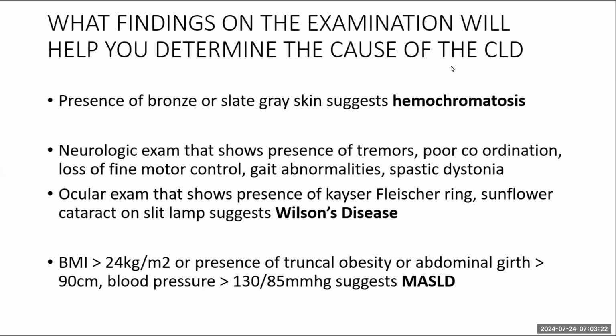So the next question is, what in your examination will help you determine the cause of the CLD? Okay, so if I examine the patient and I see the presence of bronze or slate gray skin, it may suggest to me that the likely cause of the CLD is hemochromatosis. If on neurologic examination I find tremors, poor coordination, loss of fine motor control, gait abnormalities, or dystonia, and then on examining the eyes, I see Kayser-Fleischer rings, cataract, it will suggest Wilson's disease. If the patient looks obese with a high BMI, has abdominal girth, since it's a male, greater than 90 cm, or blood pressure is greater than 130/85 millimeters of mercury, it may suggest MASLD as the etiology of the CLD.